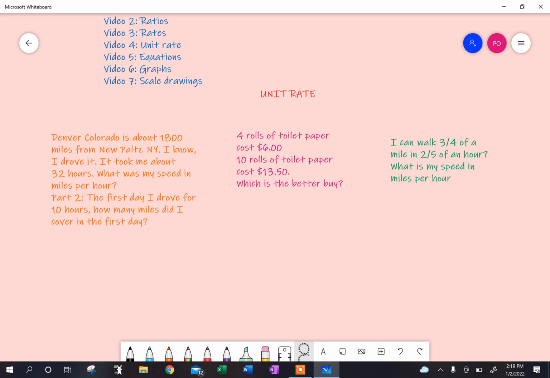To do video number 4. This is on unit rate. And unit rate is actually something that's very, very useful. Very relevant. And if you go to the grocery store, you'll see unit rate all the time. So I'm going to do 3 examples.